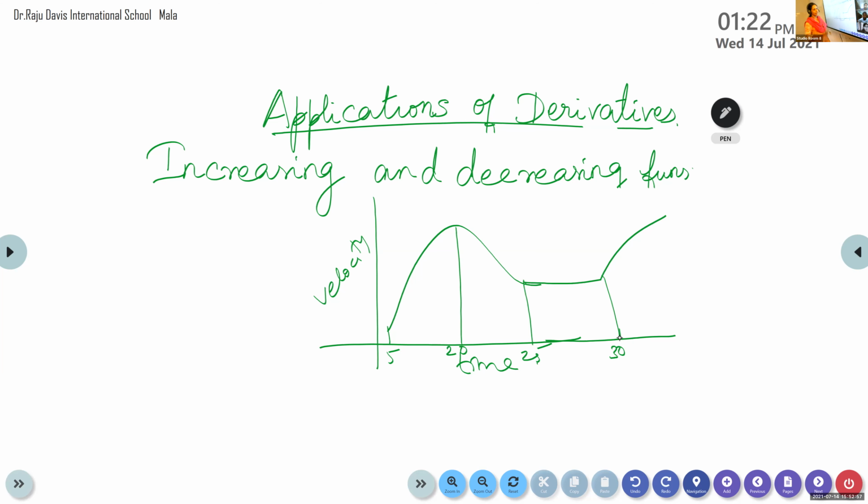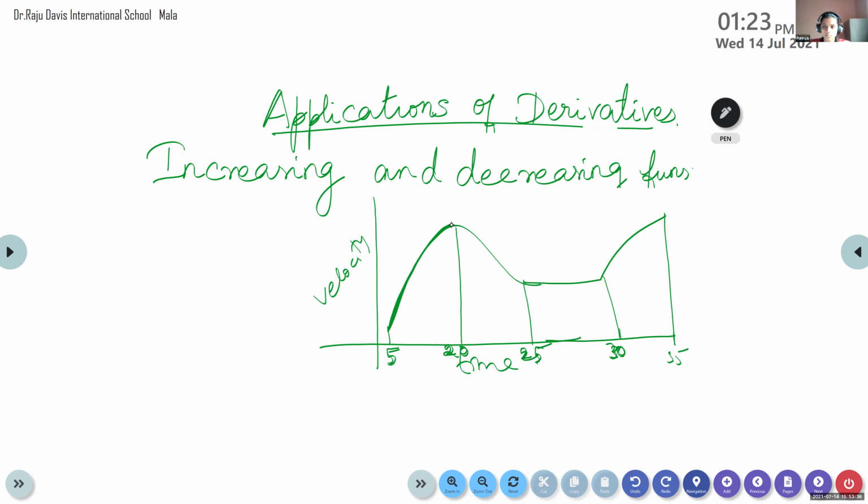Once we draw the graph, from the graph we can understand things. Look at the graph. Here I am marking the time: 5, 20 minutes, 25 minutes, 30, then suppose 35. Look at the time interval 5 to 20. Within this time interval, looking at this graph part, what can you say? What happened? What is happening within the time limit 5 to 20?